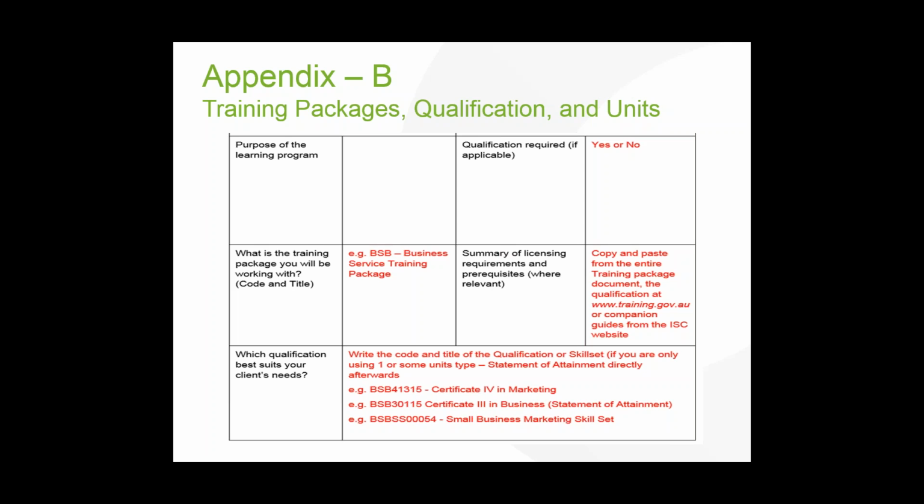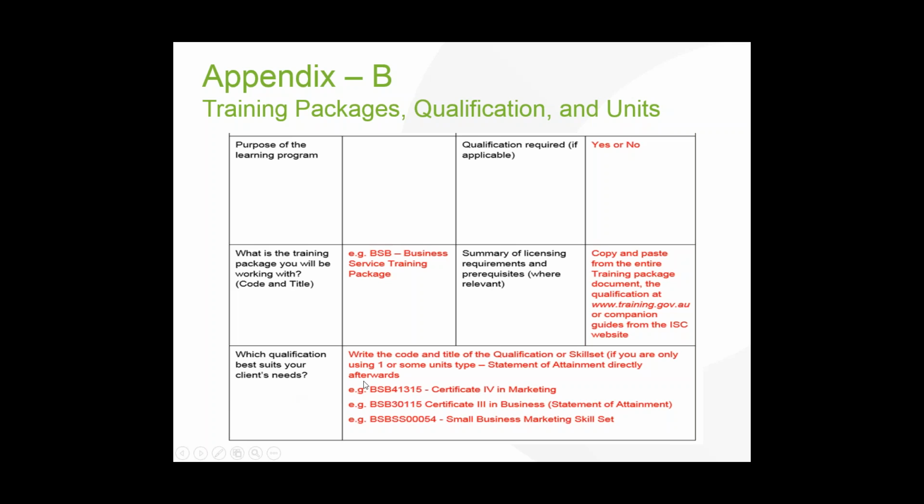If it's saying not applicable, copy and paste not applicable. If it's saying licensing requirements are this, copy and paste the requirements. If it's saying prerequisite is Cert 4 in Training and Assessment, okay, copy and paste that information. Do not make this information up by yourself. Try to find the qualification and copy and paste whatever information we have in the qualification guide and put it there. Just copy and paste. Then the next box is which qualification best suits your client's needs.